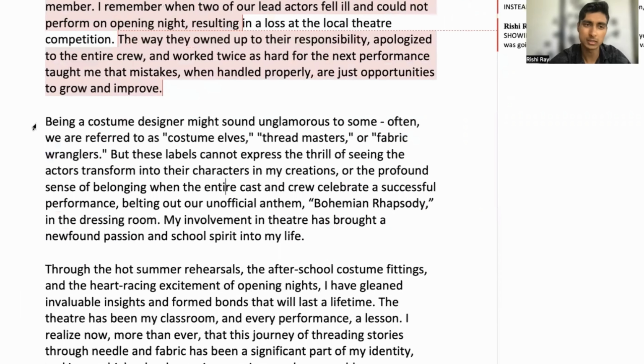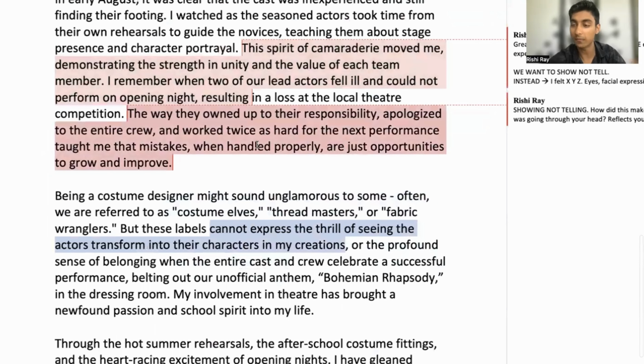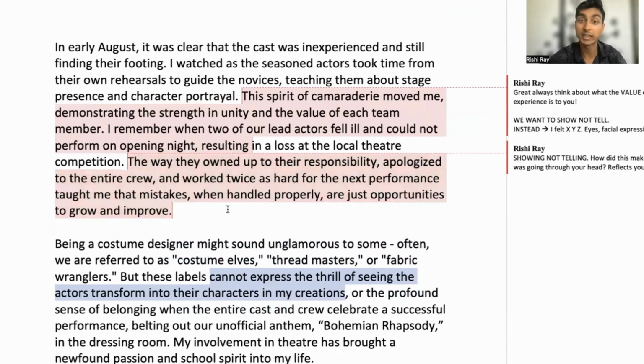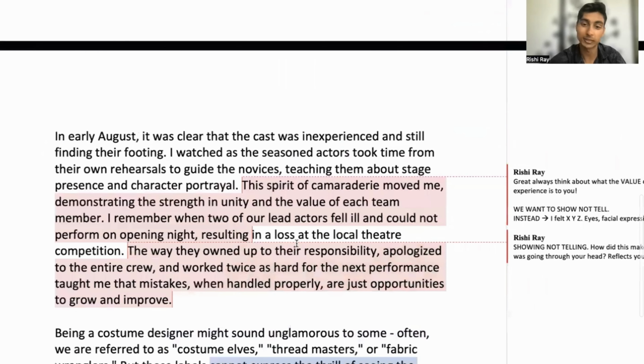Okay, what this means. And so I think this is good. It presents a juxtaposition of what the perceived definition of costume designer could be, and then presents, but this is how I feel about it. This is my excitement, right? This cannot express the thrill of seeing. And this is great, especially if it followed up a wonderful, vivid, imagery-rich anecdote or anecdotes that we could transform these sections into, that we said we needed more showing instead of telling.